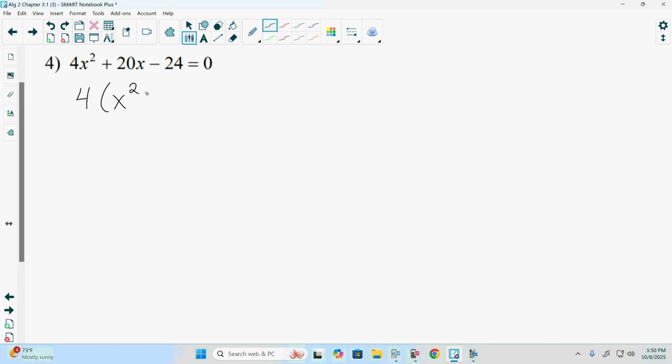And if we factor the 4 out of 4x squared, we're left with x squared. If we factor the 4 out of 20, we get 5x. And if we factor the 4 out of 24, we have 6. So after pulling the 4 out, what's inside the parentheses, what we have left over, is going to be x squared plus 5x minus 6. Now, since we don't have any other greatest common factors, we can write our two sets of parentheses with 3 spaces.